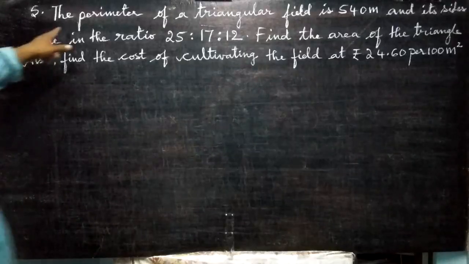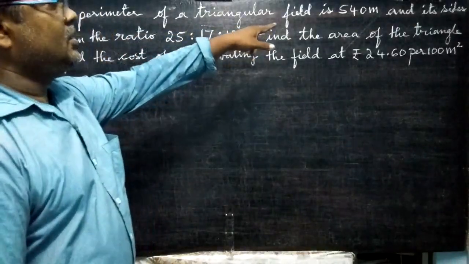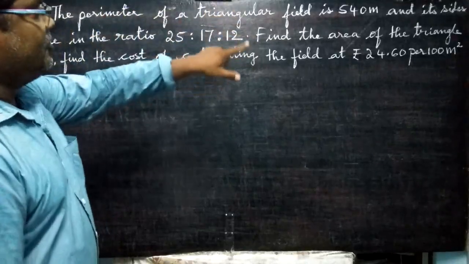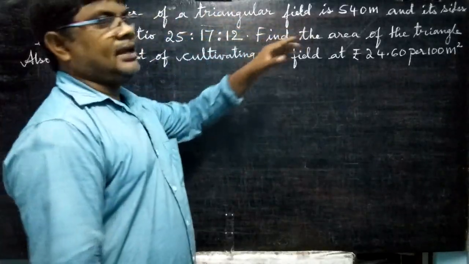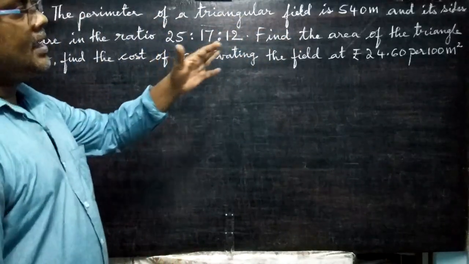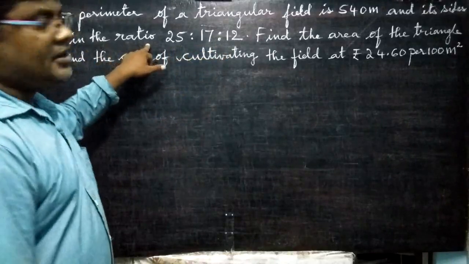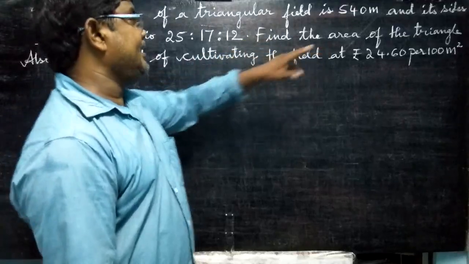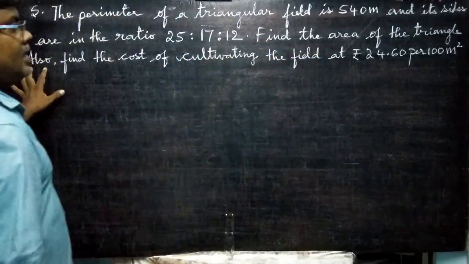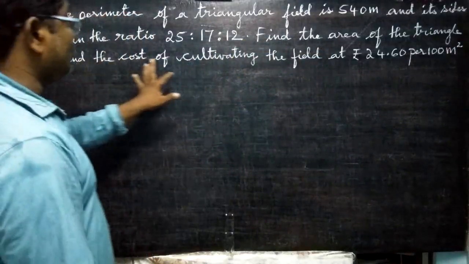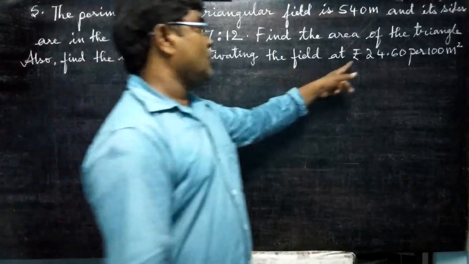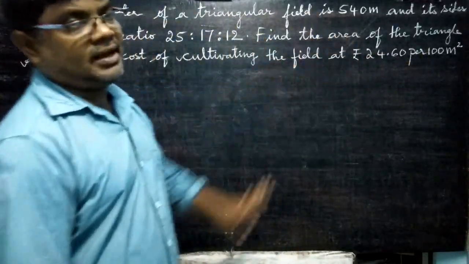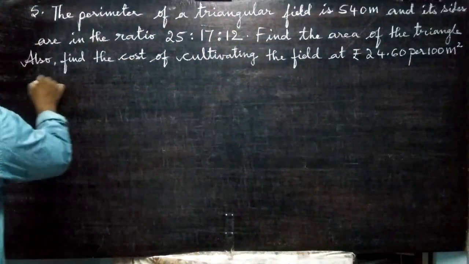Fifth problem. The perimeter of a triangular field is 540 meters, because perimeter is all three sides added: AB plus BC plus CA. Its sides are in the ratio 25 is to 17 is to 12. Find the area of the triangle. Also find the cost of cultivating the field at rupees 24 rupees 60 paise for every 100 square meters. That is the problem given. Solution.